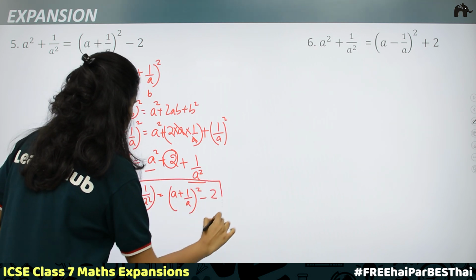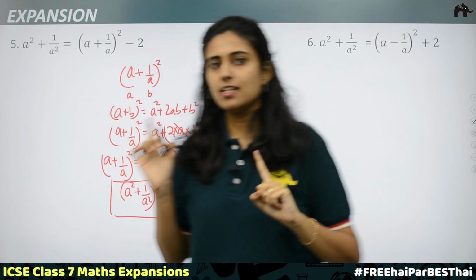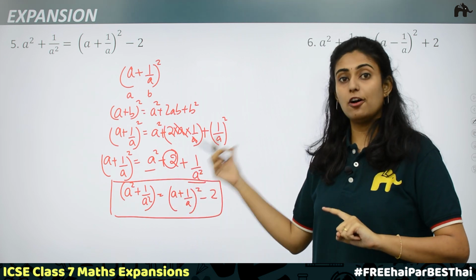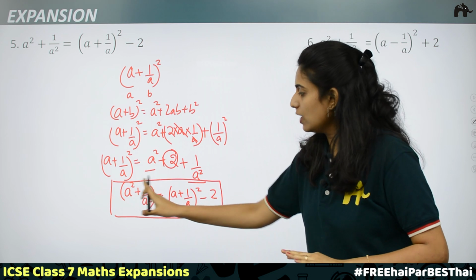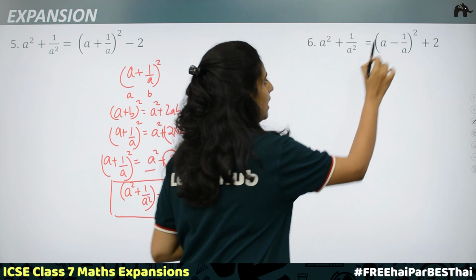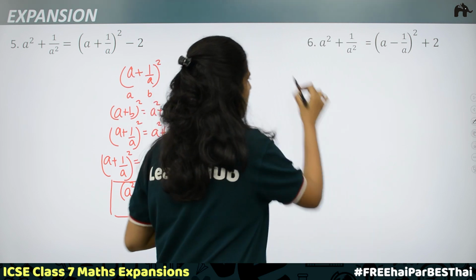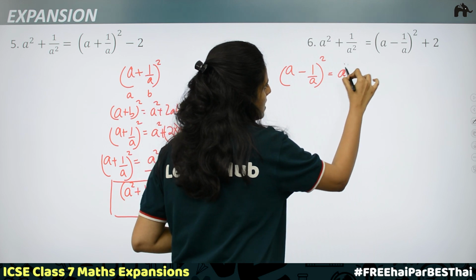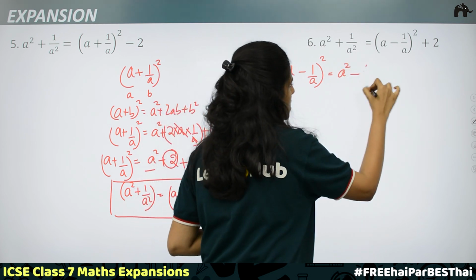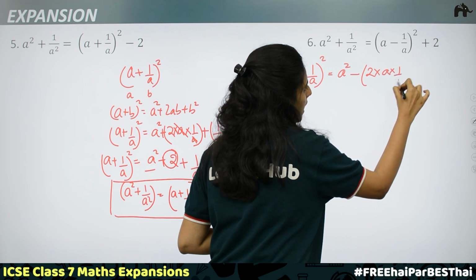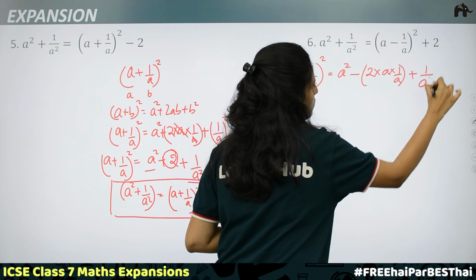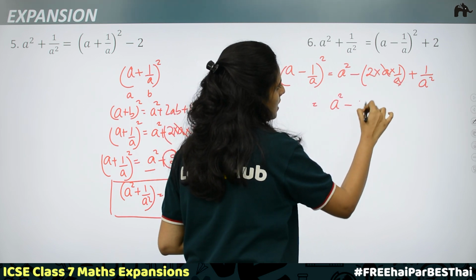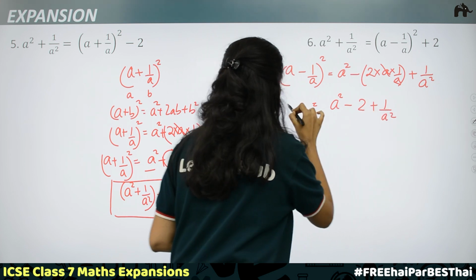So, this is an identity. What is a square plus 1 by a square? It is equal to a plus 1 by a whole square minus 2. Same type of another identity we have, that is for a square plus 1 by a square, you will be getting a minus 1 by a whole square plus 2. Let's see how. Take a minus 1 by a whole square. This will be equal to a square minus 2 into a into 1 by a plus 1 by a square. Okay. This is equal to a square, cancelling a's, minus 2 plus 1 by a square.